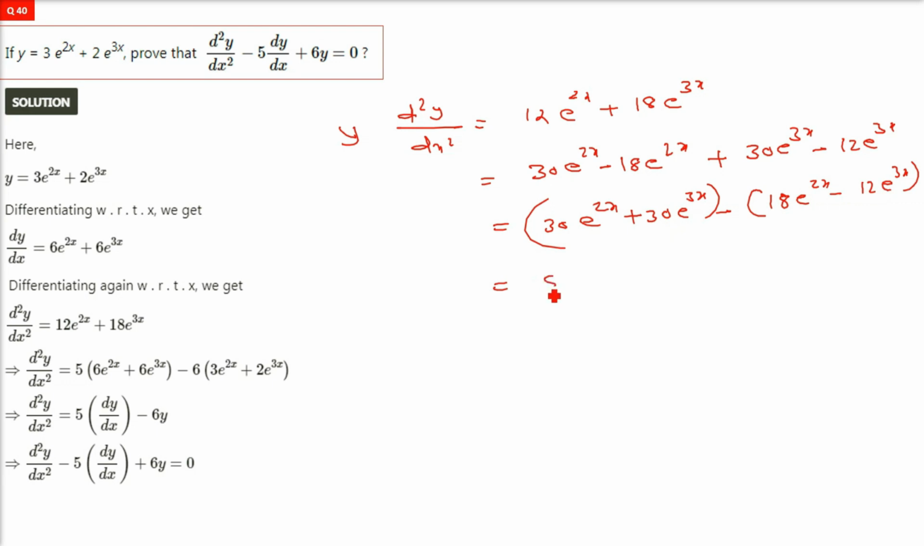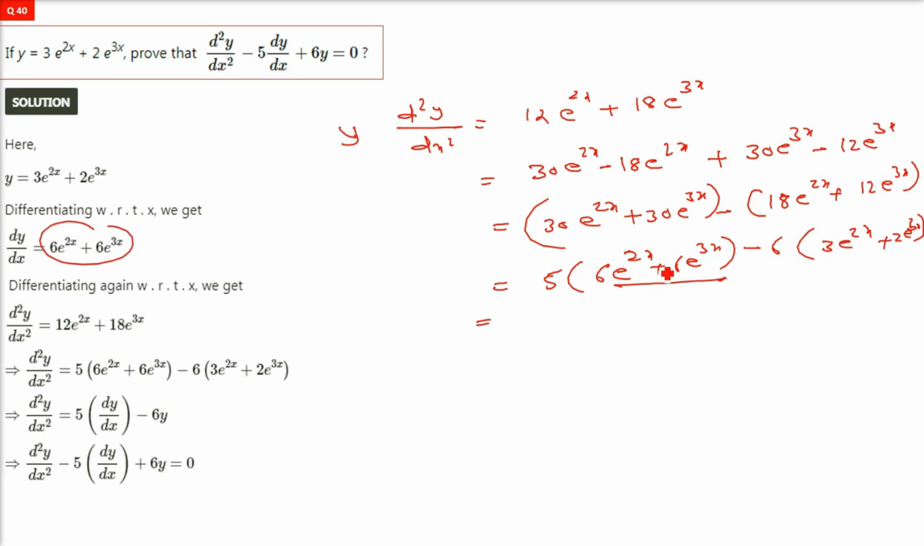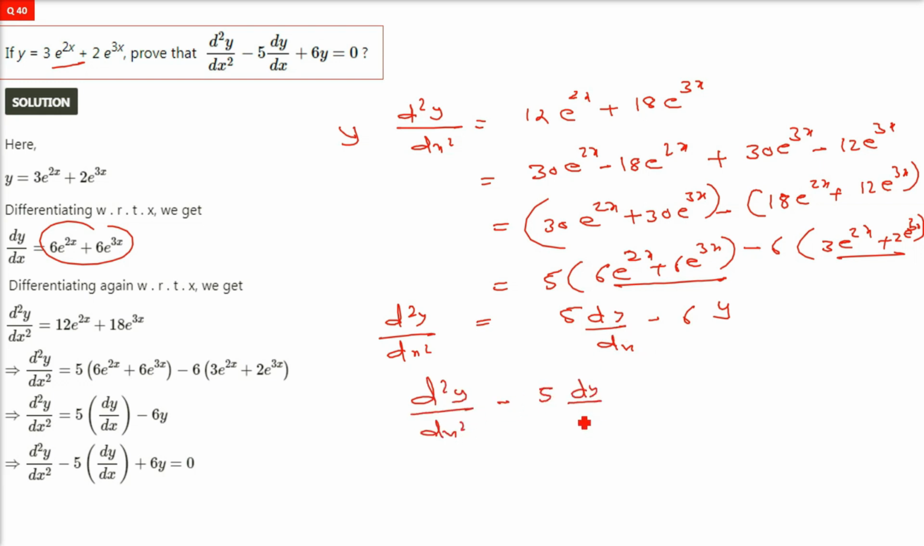Now I'm taking 5 outside from here. You will get 6 e raised 2x plus 6 e raised 3x. I'm taking 6 from here. So 6 times 3 is 18, 3 e raised 2x, and this is plus 2 e raised 3x. Now this is nothing but what? We already did that. It is dy by dx. So 5 dy by dx minus 6 times the original thing, y, minus 6y. So d2y by dx2 is this. You bring everything on the left hand side. d2y by dx2 minus 5 dy by dx plus 6y is equal to 0. This is your final answer.